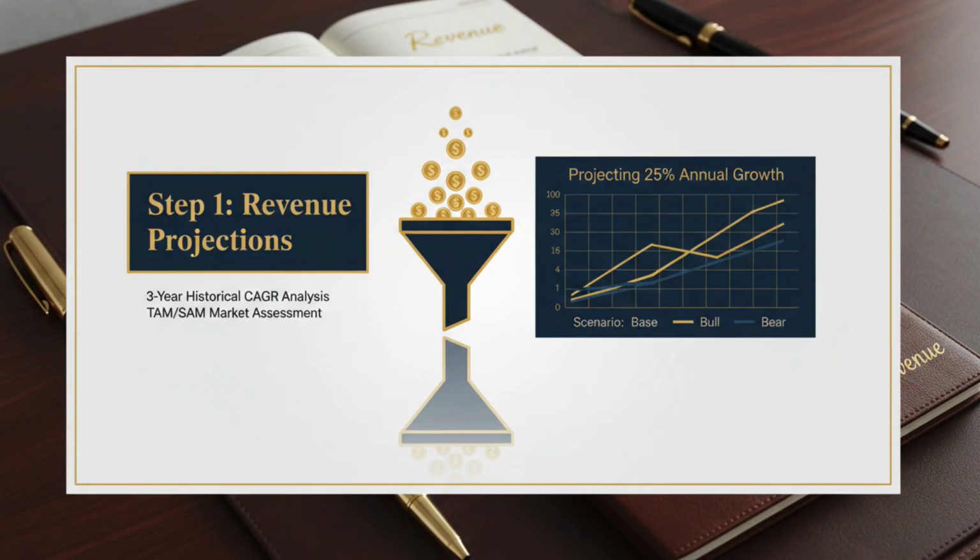A robust model accounts for base, bull, and bear cases. This initial step sets the pace for everything else in the valuation. If the top-line projection is flawed, the entire valuation collapses. We focus on realistic, data-driven milestones to ensure our forecast holds up under the scrutiny of institutional investors.